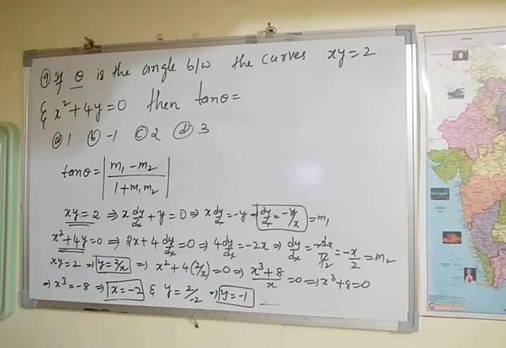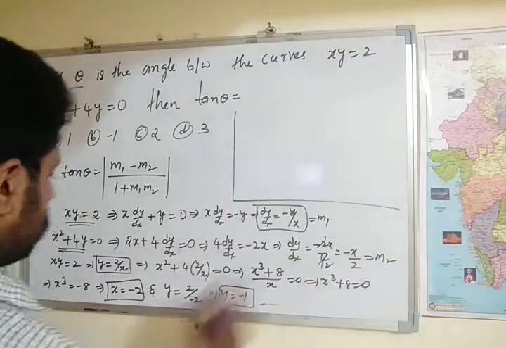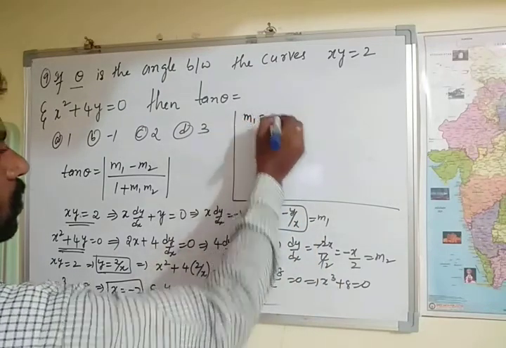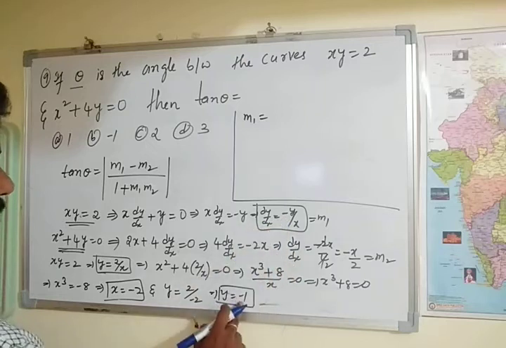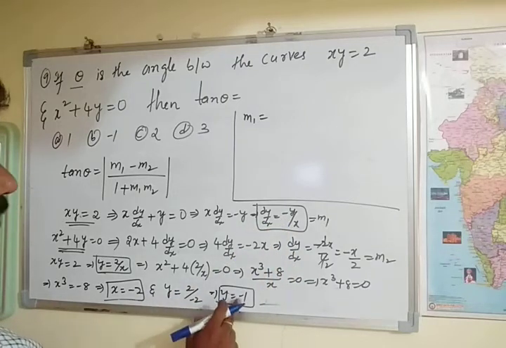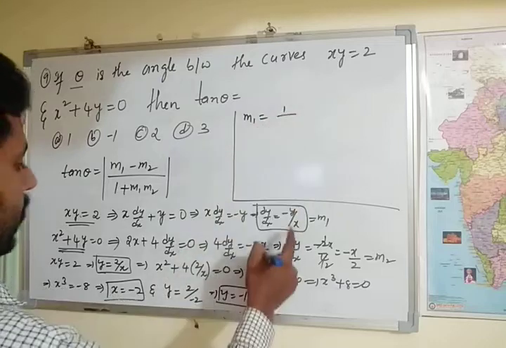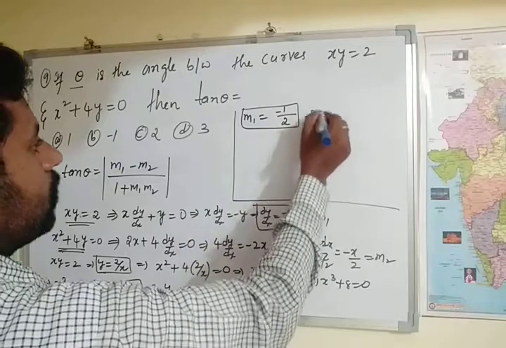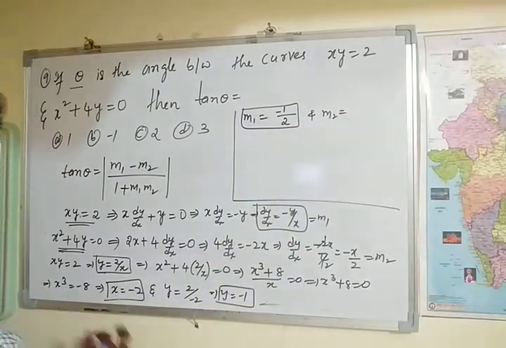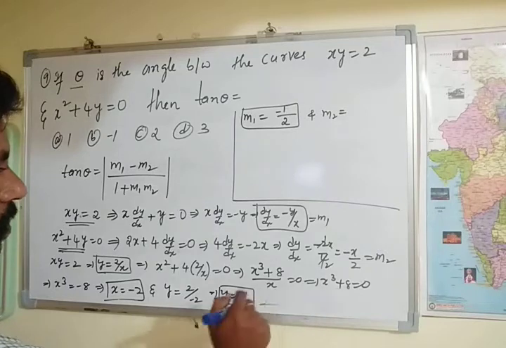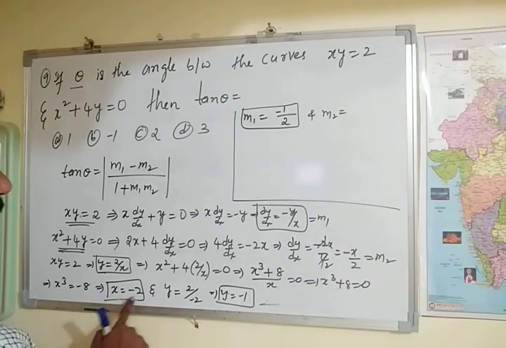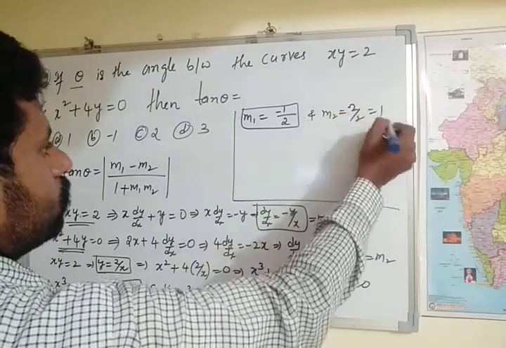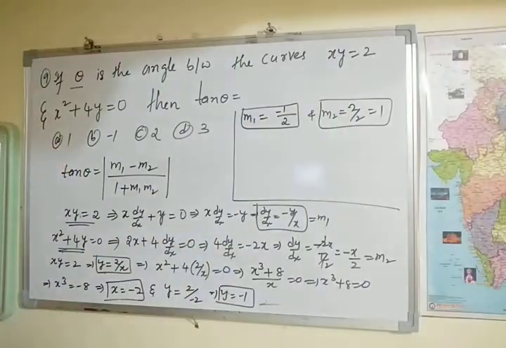Now substitute this point in m1. So m1 is equal to this result, y is minus 1, x is minus 2. See here, minus 1 into minus, plus 1 divided by x, which is minus 2, here we get minus 1 by 2, m1. Next, similarly, m2 is the second slope. We have minus x by 2, x is minus 2, minus into minus plus 2 divided by 2, 2 divided by 2 is equal to 1, m2 is 1.